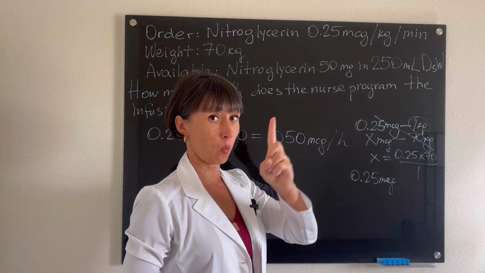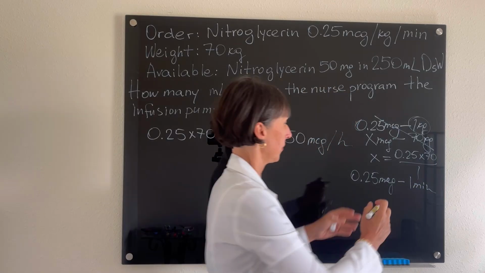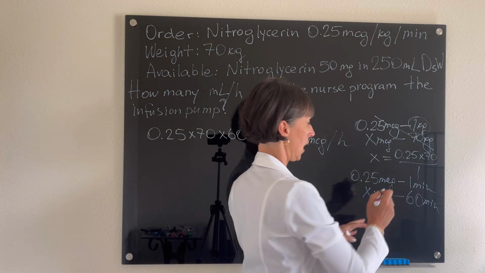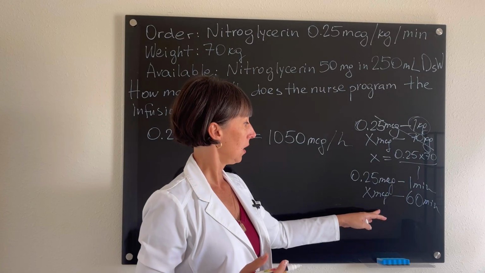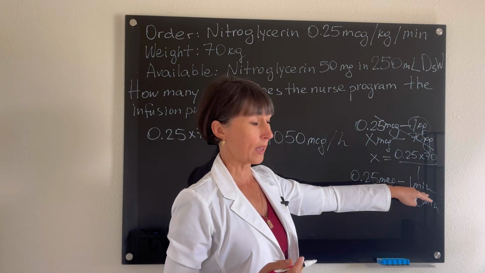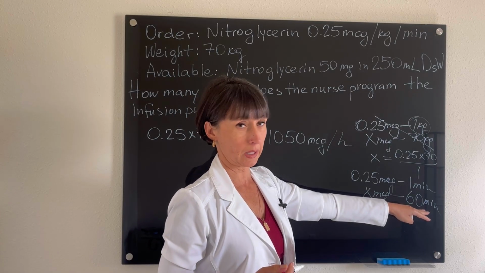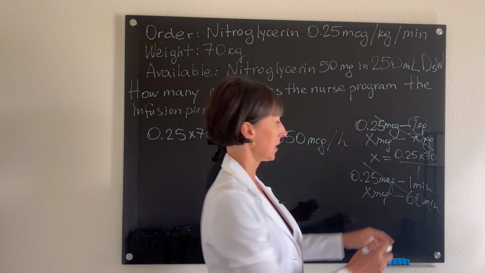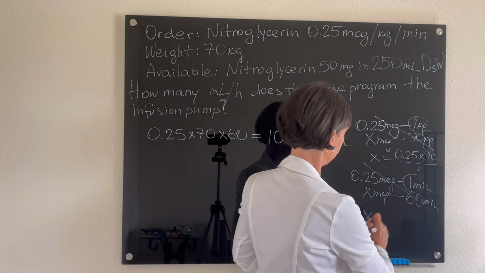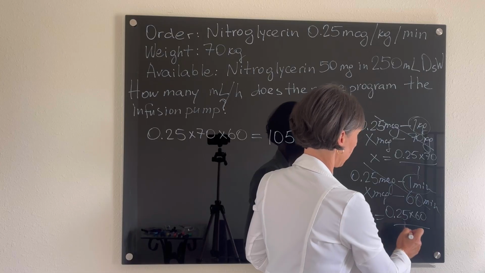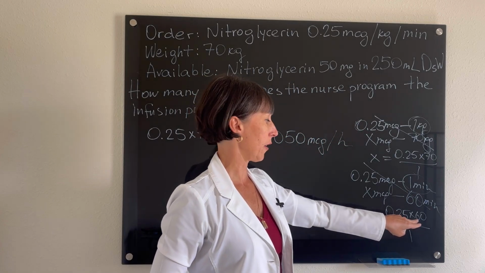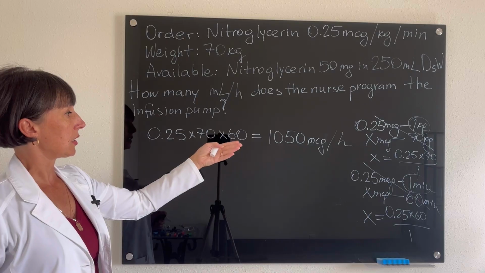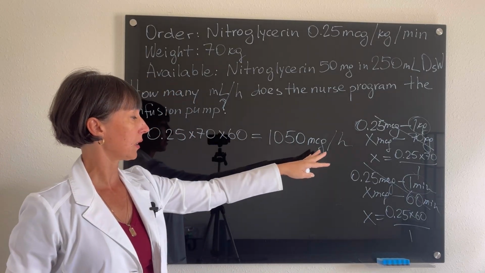0.25 micrograms is going per 1 minute. I have 60 minutes in an hour. How many micrograms is that for 60 minutes? So 0.25 microgram is going per 1 minute. X microgram is going per 60 minutes. And again, I'm not touching my X. I'm multiplying on diagonal the two numbers that are not X, and I'm dividing by the third number. And you see, all we're doing again is multiplying 0.25 by 60. So going back here, we just multiplied 0.25 times 70 times 60, and we got our 1050 micrograms per hour.